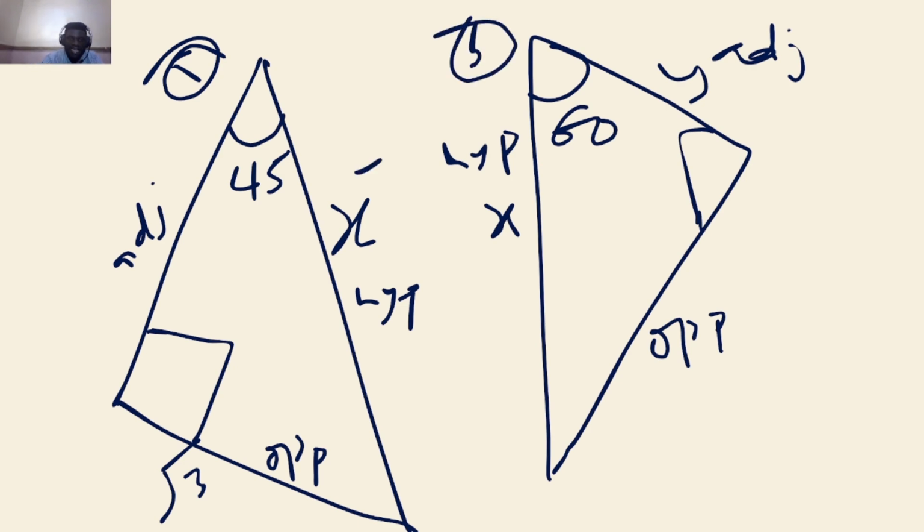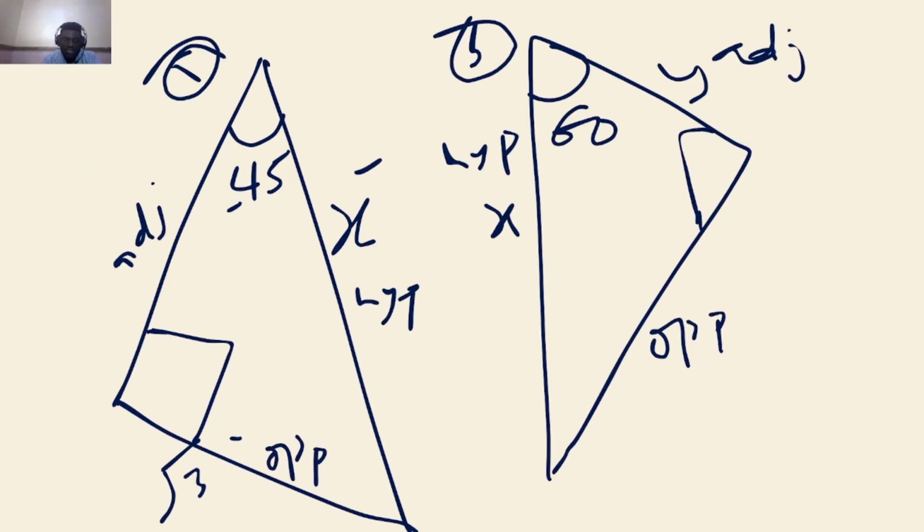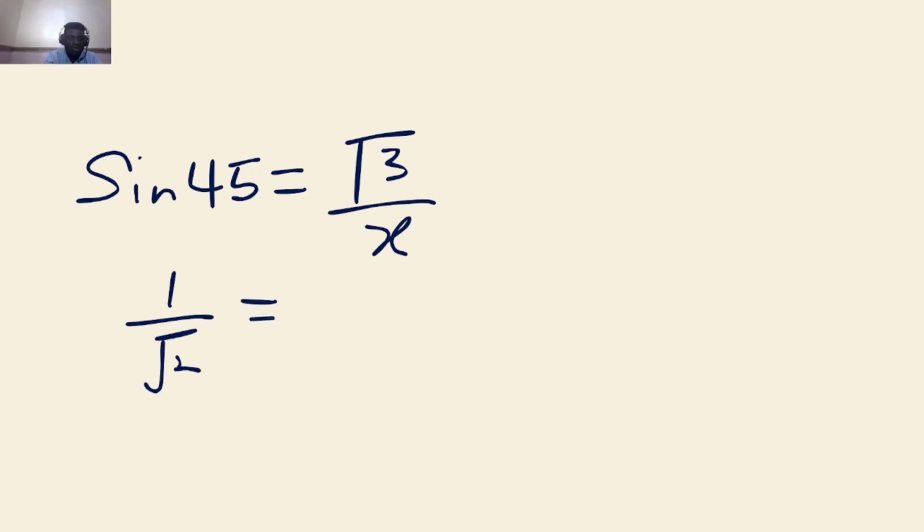In A, we can find x since we know this side and we know the angle. Since this side is opposite and the angle is 45, we could just use sine 45 is equal to, what is the opposite? It is here, root 3. Then the hypotenuse is x. So you basically have root 3 all over x. What is the value for sine 45 that I gave you from the table? It is 1 over root 2, equal to root 3 all over x.